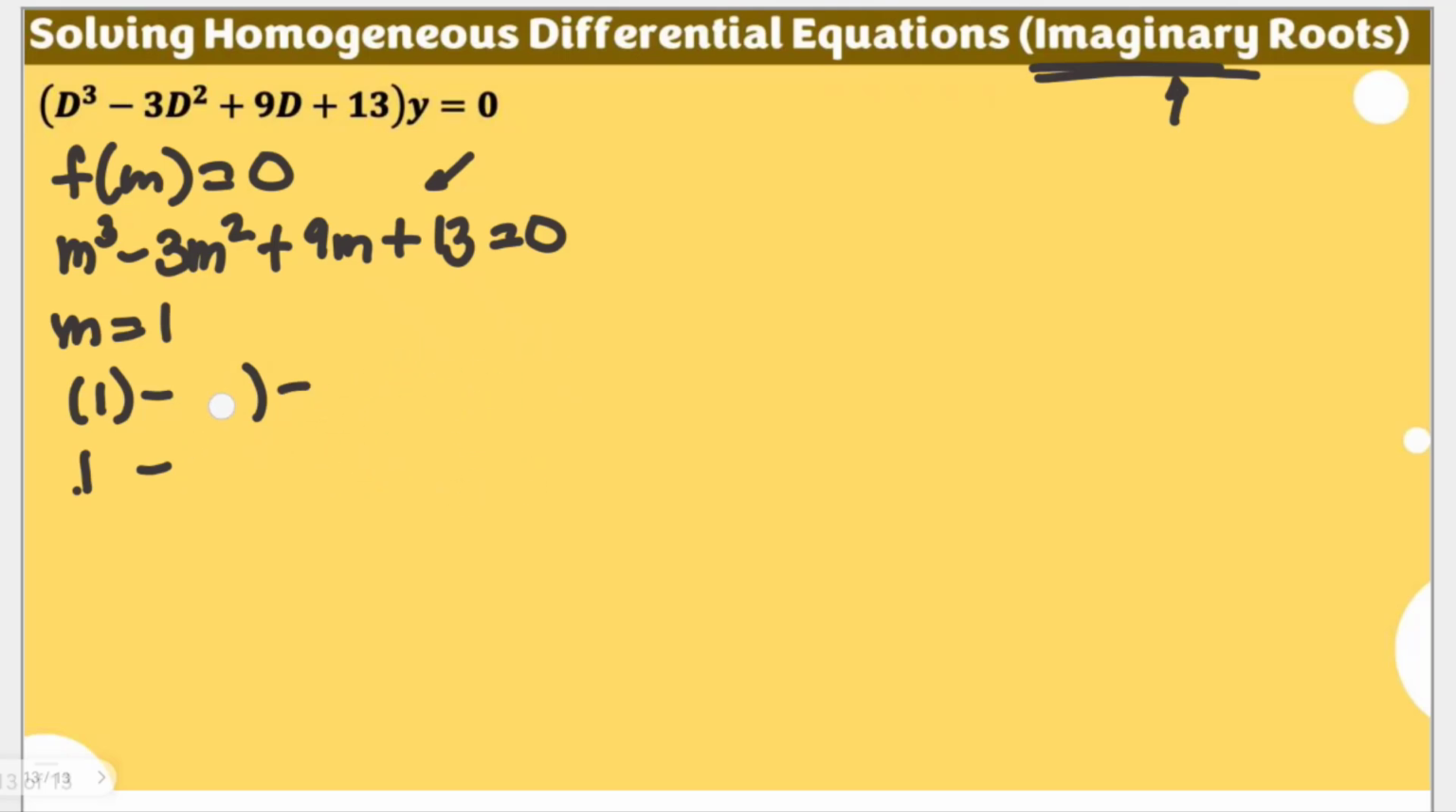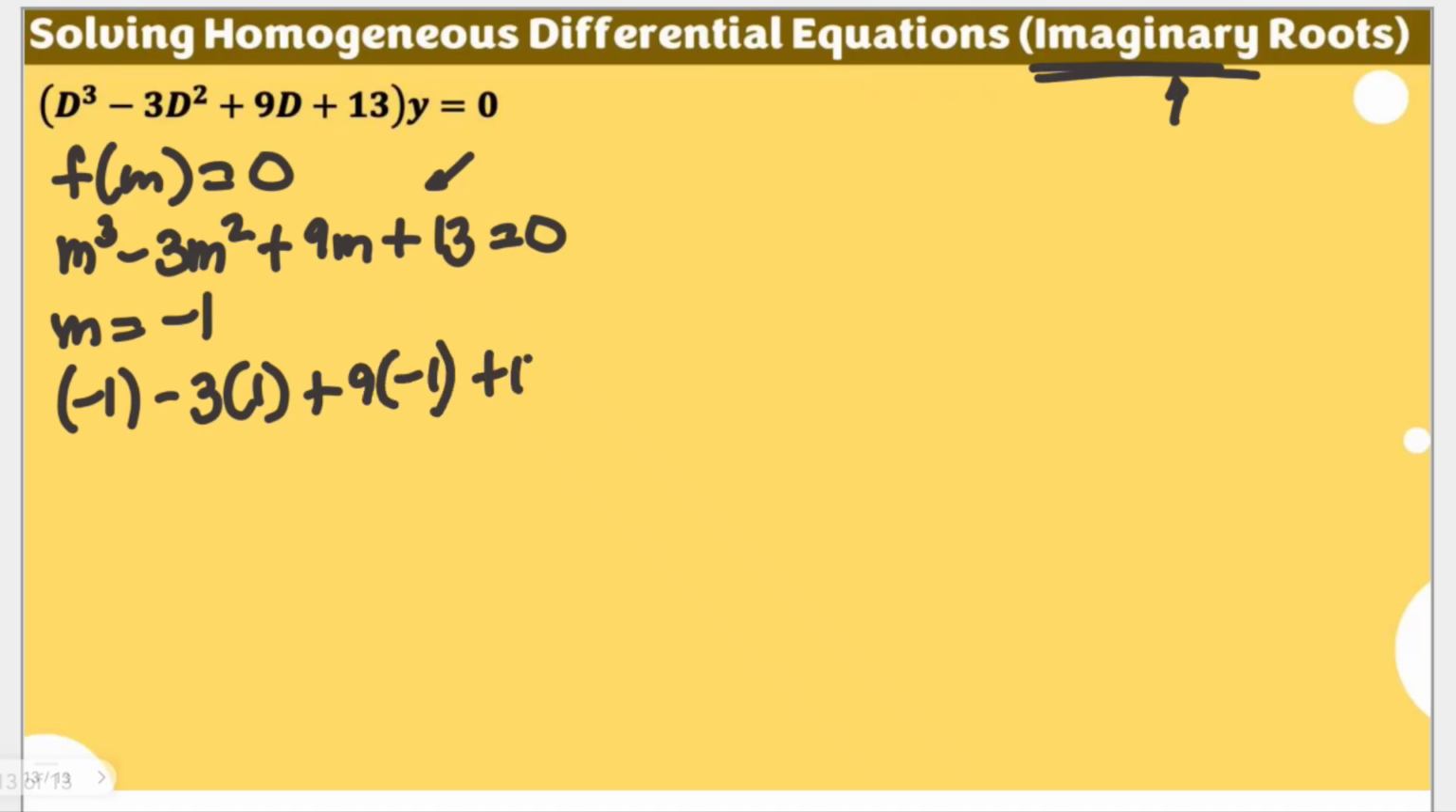Now, some of you might say 2. I would like to use the negative of 1. So starting with the smallest integer in terms of negative, positive, and then the largest integer in terms of negative, you have negative 1 here. Let's try. The cube of negative 1 is negative 1. Then minus 3 times the square of negative 1, which is positive 1, plus 9 times negative 1, plus 13. Let's verify if it's equal to 0.